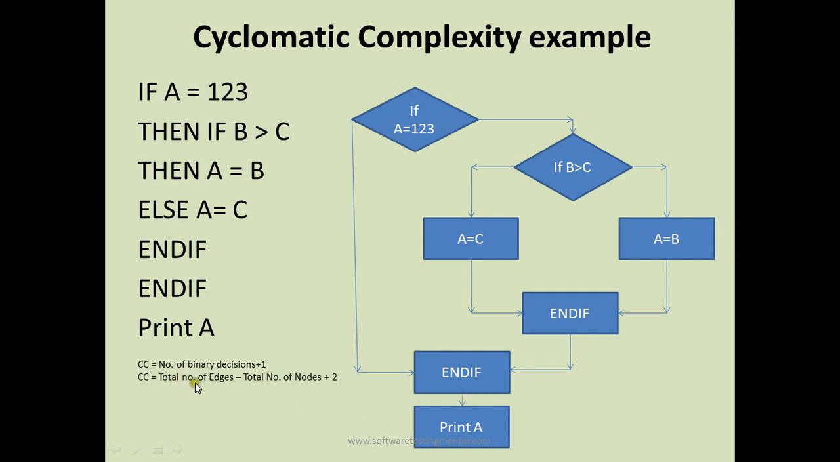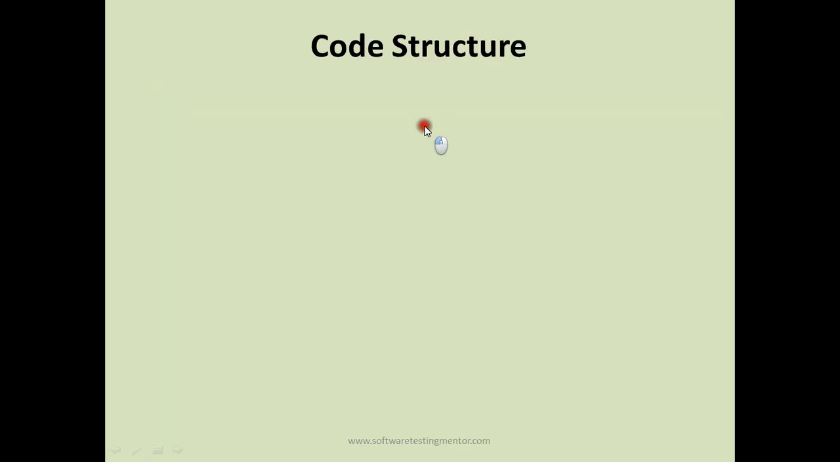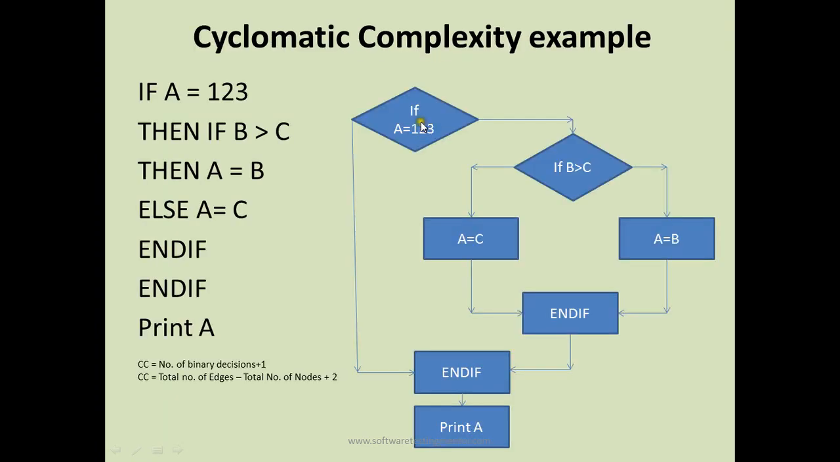So total number of edges is 8 minus total number of nodes. These are the nodes, all the boxes are the nodes. So count the nodes: 1, 2, 3, 4, 5, 6, 7. So edges were 8, nodes were 7. So 8 minus 7 plus 2. 8 minus 7 is 1, 1 plus 2 is 3. So cyclomatic complexity is 3 for this part of code.